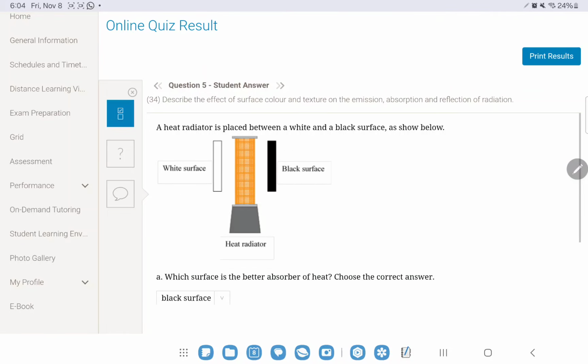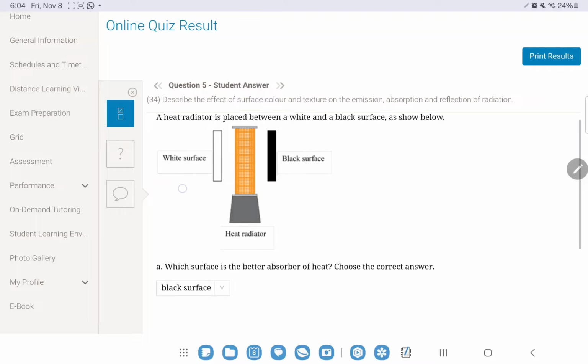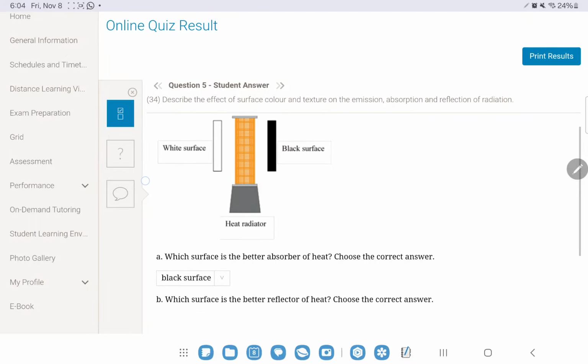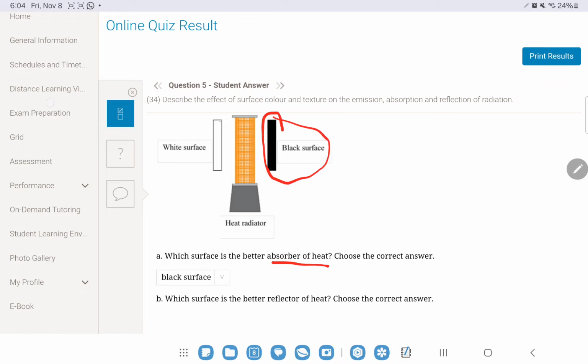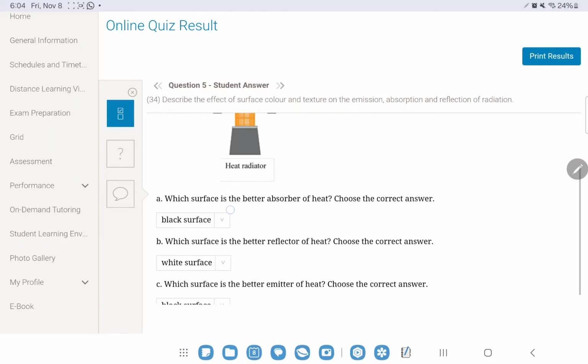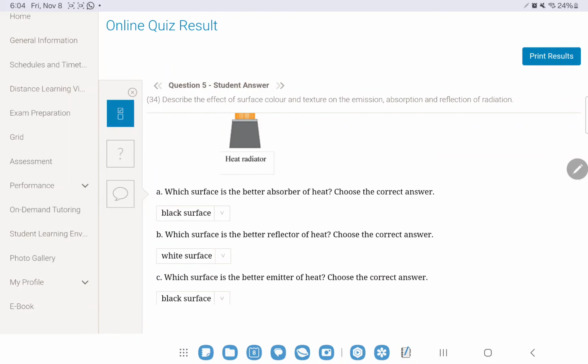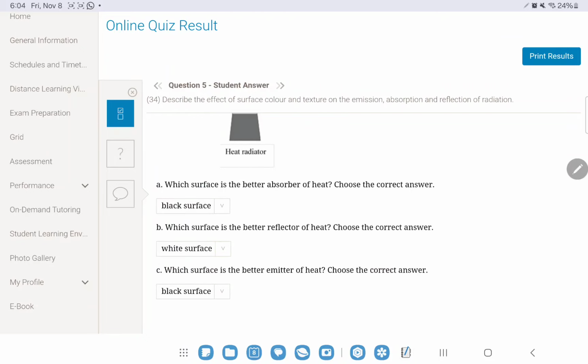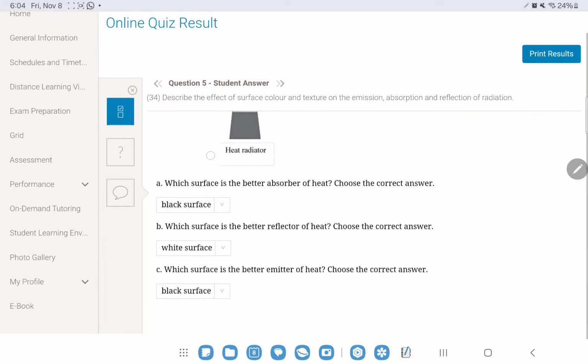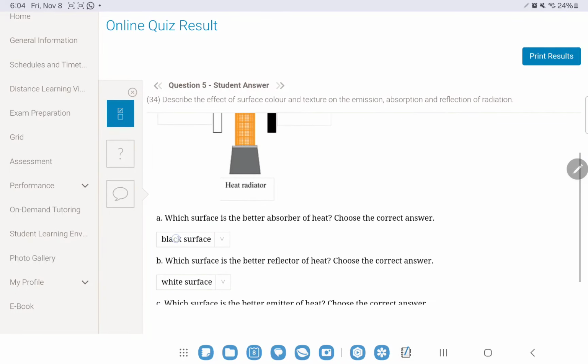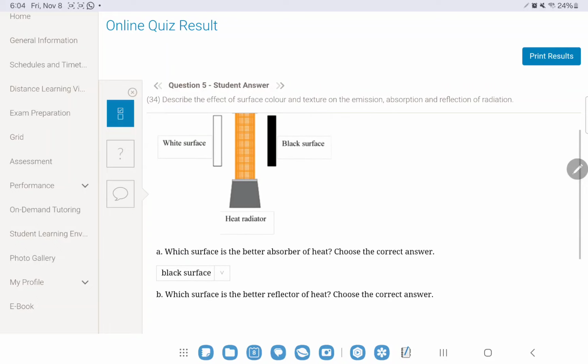Next question. We have a heater between a white and a black surface, and it's asking which is a better absorber of heat. Black surfaces are the best absorbers of heat, and white surfaces are the best reflectors of heat. So that's the first two parts answered. And the best emitter of heat is the black surface. That's common sense, because black absorbs the best, so it emits the best also.